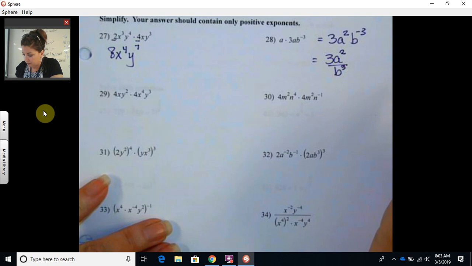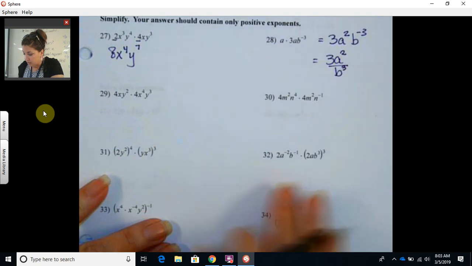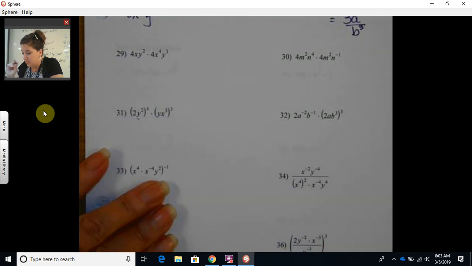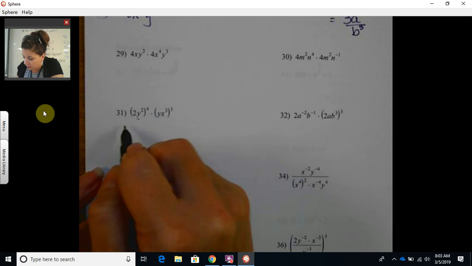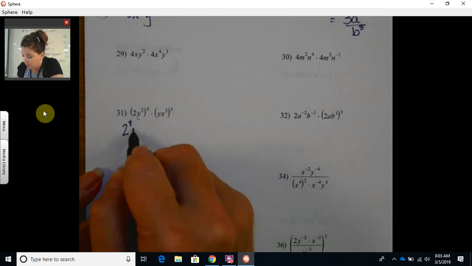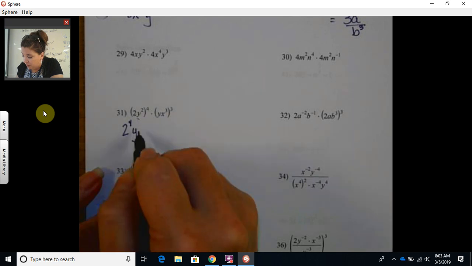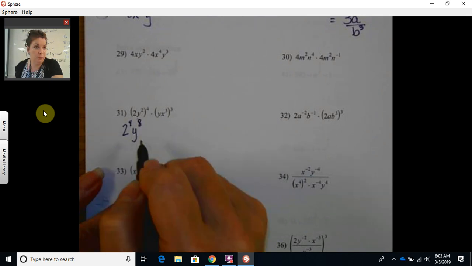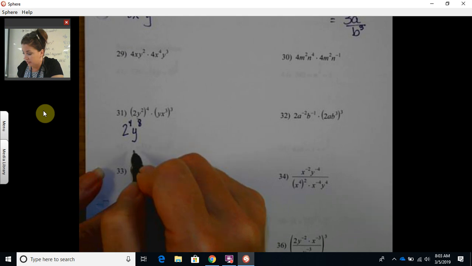Okay? So 31, I would probably simplify each one of those separately first and then multiply them together. Okay, so isn't 2 being raised to the 4th power? And y squared is being raised to the 4th power. So that's a power to a power. Remember, you keep the base and do what to the exponents? Multiply. Power to a power. Keep the base, multiply the exponents.